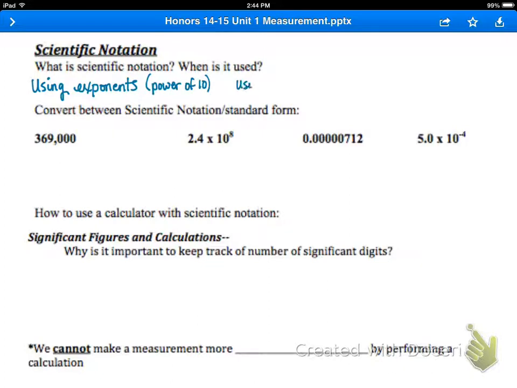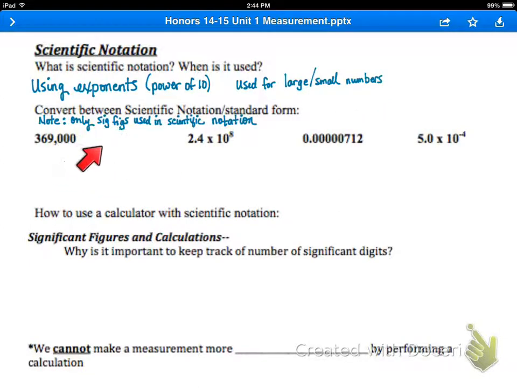Scientific notation is using exponents, powers of 10, for very large and small numbers. So to convert back and forth between scientific notation, one of the nice things is that we only use sig figs in scientific notation. So it's a really good way to count sig figs if you're not sure. Take your number, put it into scientific notation. So practice putting these numbers into scientific notation. Stop your video, try it yourself, and then start it back up and see how you did.